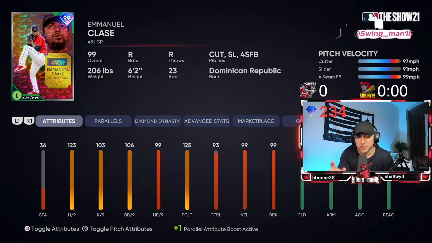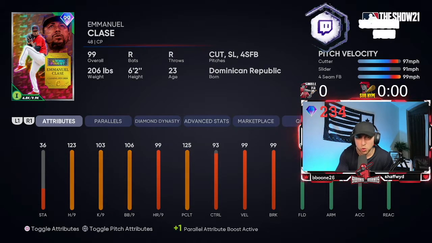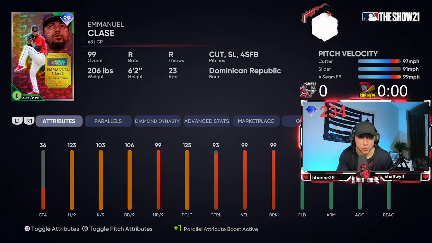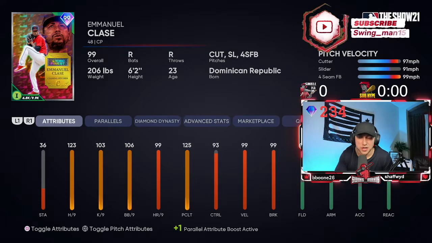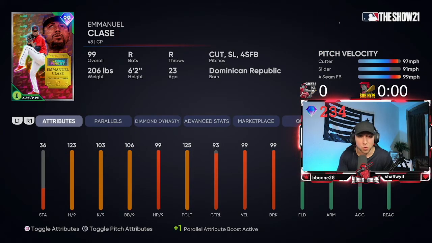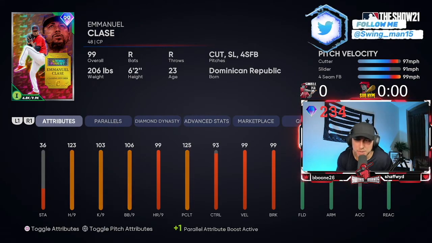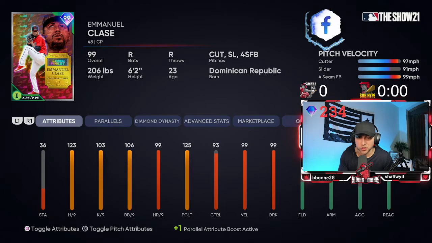K per 9 is basically whether the umpire will give you that corner or that edge. The higher the K per 9, the more of the edge the umpire will call, because it's strikes per 9. So the higher the strikes per 9, the more the umpire will call strikes for you. He's kind of at 106, which is not bad, which is pretty good. It's a high average, so he's going to get somewhat good calls.